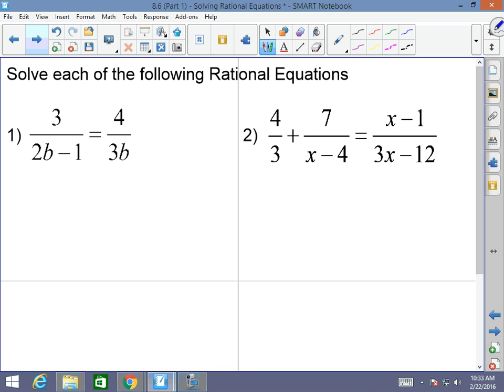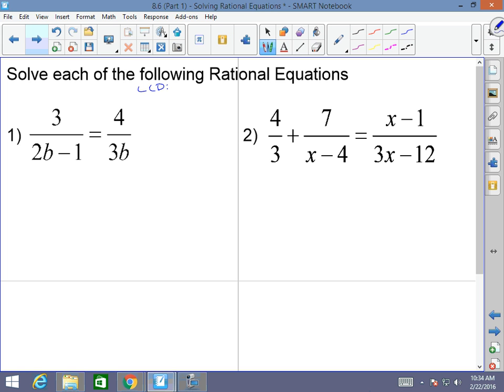Solve each of the following rational equations. As you can see, there's no steps here. I already went over the steps. Find the LCD, distribute the LCD, eliminate the denominators, and solve. So step 1, find the LCD. What's the LCD here, gentlemen?